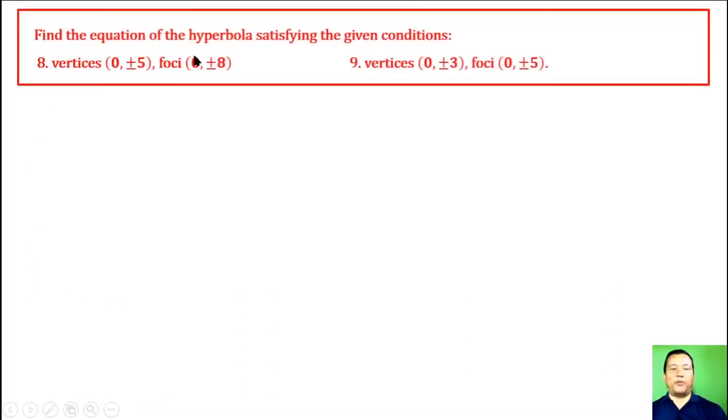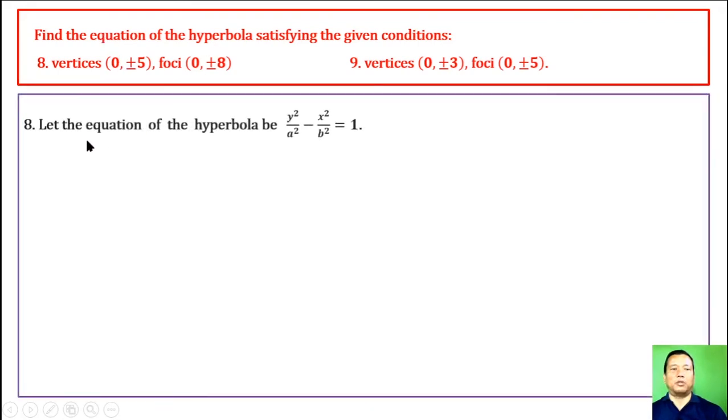Find the equation of the hyperbola satisfying the given conditions. We are given 2 conditions from which we have to find out the equation of the hyperbola. Let the equation of the hyperbola be y square by a square minus x square by b square equal to 1, as the vertices lie on the y-axis or foci lie on the y-axis. Therefore, the standard equation of the hyperbola is y square by a square minus x square by b square equal to 1. Let us see this picture.